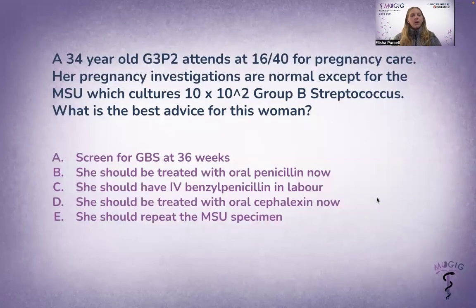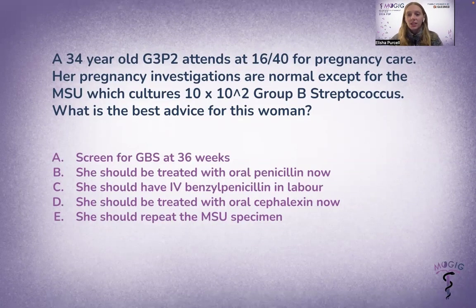Okay, next case, we've got a 34-year-old G3P2 attends at 16 weeks gestation for pregnancy care. Her pregnancy investigations are normal except for the midstream urine, which cultures GBS at 10 to the power of 2, sorry. What is the best advice for this woman? So based on that result, what should this woman do?